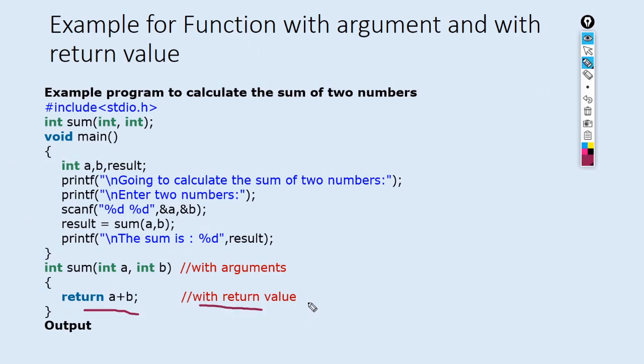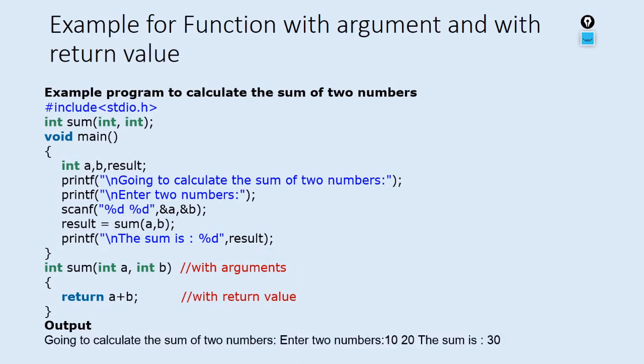So this return value will again go back to the call of the function here, and instead of this the result, that is, suppose you are entering 10 20, so the addition is 30, so that 30 will be stored in this variable result, and here that result is printed. So this program was with the arguments and with the return type, both the things. Going to calculate the sum of two numbers, enter two numbers 10 20, the sum is 30, right?